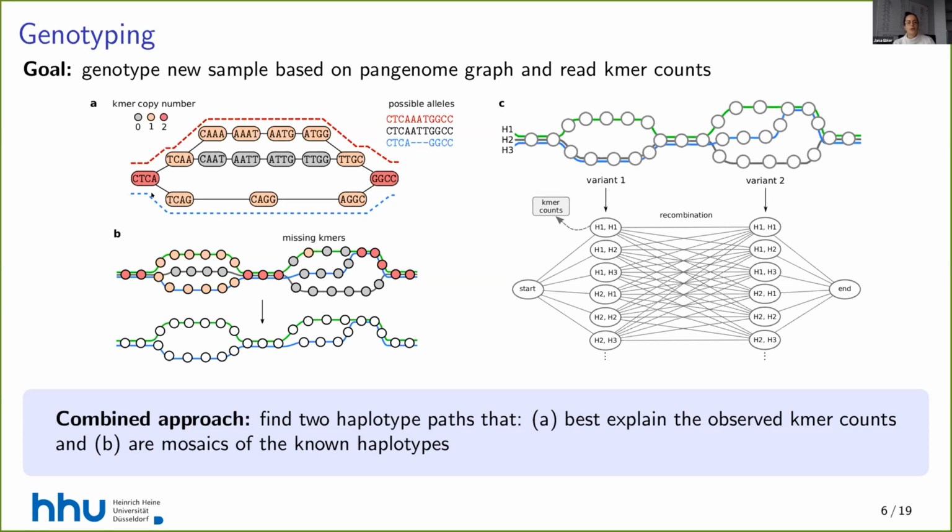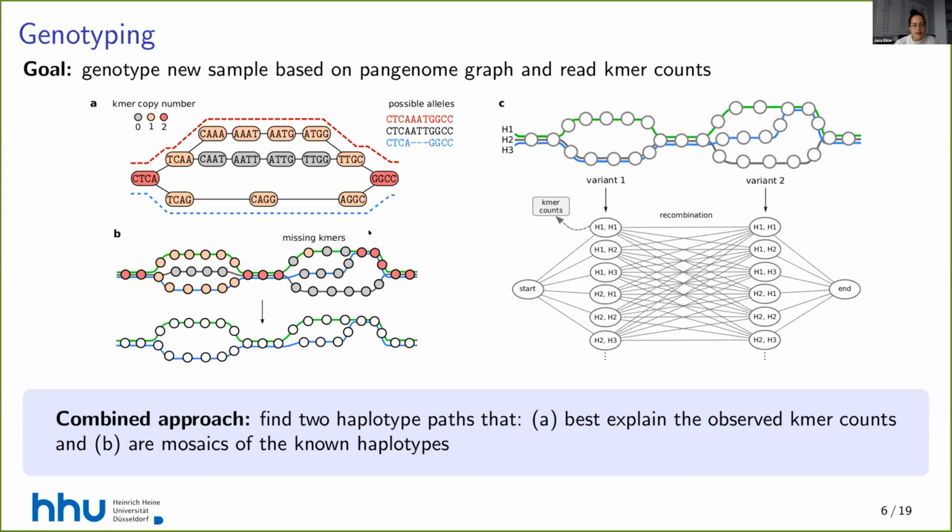But of course, this only works if we are able to determine unique k-mers. This might not be possible if we have a variant which is located in a repetitive region of the genome. In this case, we can use the haplotype paths that we have in our graph, because we can use those to impute genotypes in regions that are poorly covered by k-mers.